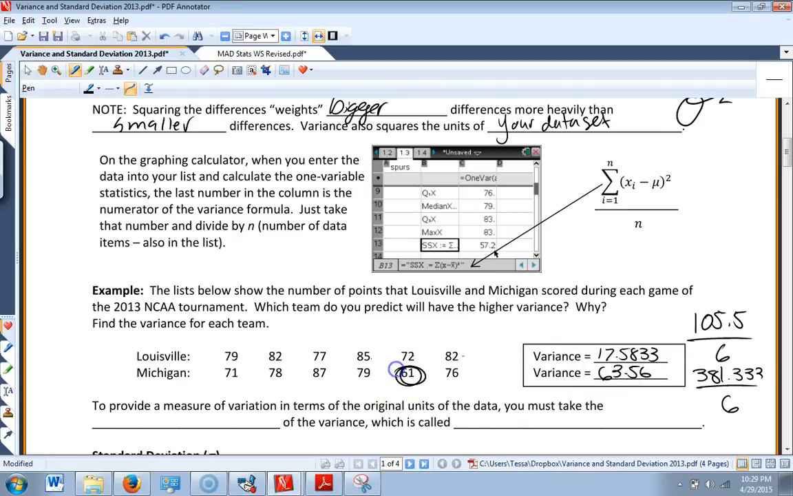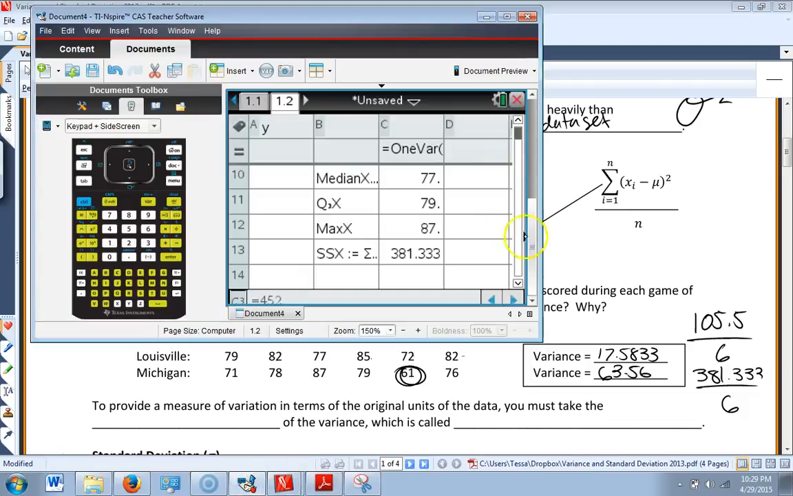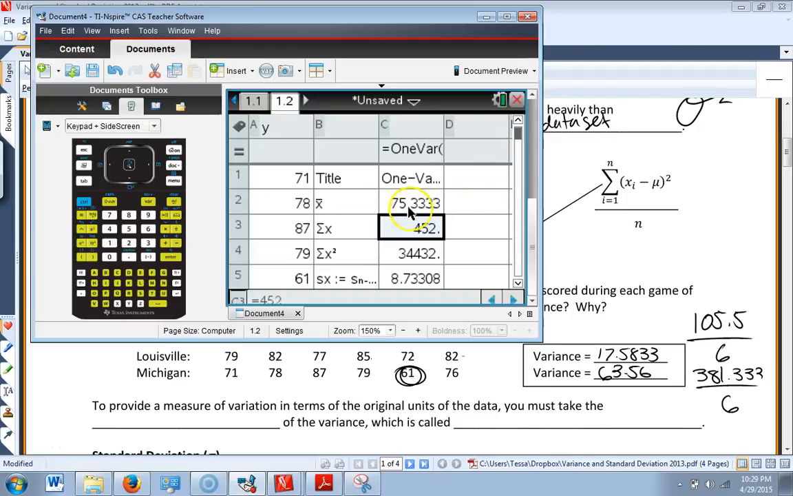61, okay? If we look at our calculator, the mean of this data set is 75.333, but 61 is super far away, and so that's being weighted really, really heavily. So is 87, right? So we just have some big outliers on here that are causing it to weight the variance pretty significantly. All right, so which one is more spread out? Michigan is much more spread out because the variance is much higher than it is for Louisville.